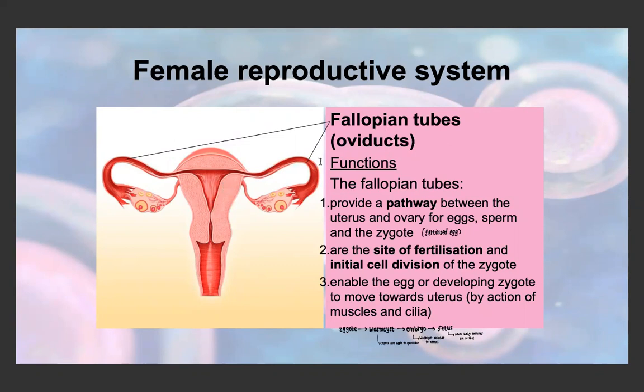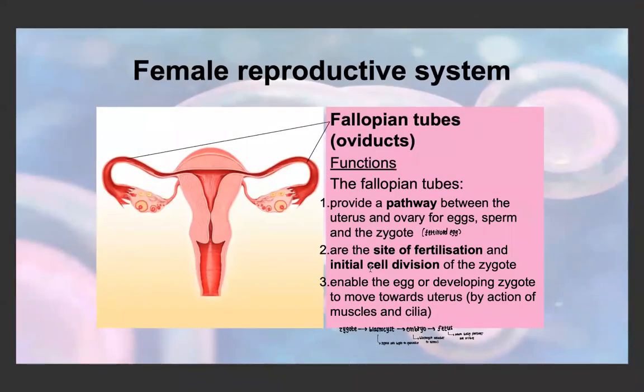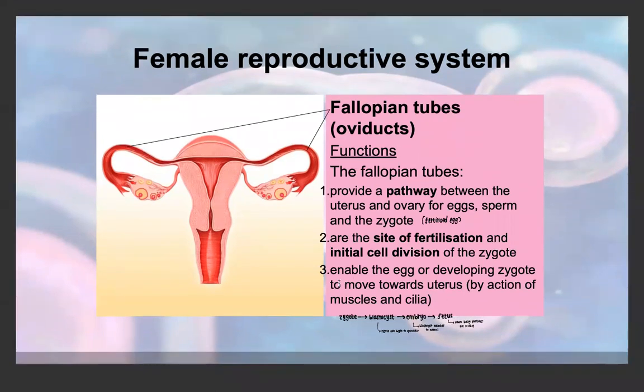So as I said, fallopian tubes are the site of fertilization and the start of cell division, where the fused egg and sperm form a cell, and then cell division occurs. The fallopian tubes also enable the egg or the zygote to move towards the uterus through the muscles and the cilia. So just in terms of terminology, we start with the zygote. As it divides, it becomes a blastocyte. It then becomes an embryo, and it then becomes a fetus. When the baby's features become visible, we start calling it a fetus.